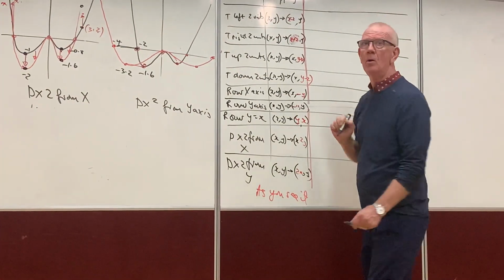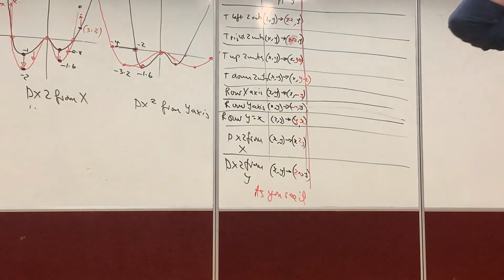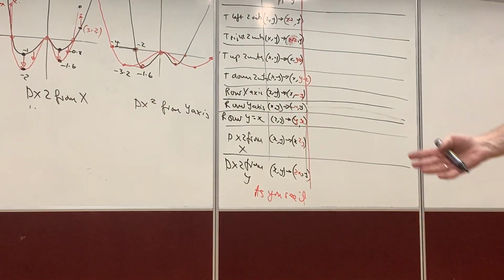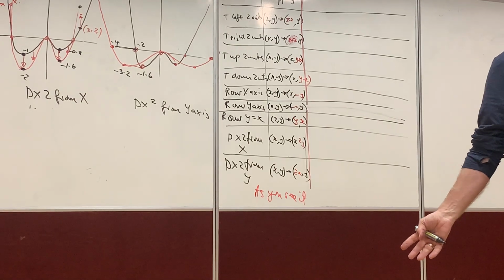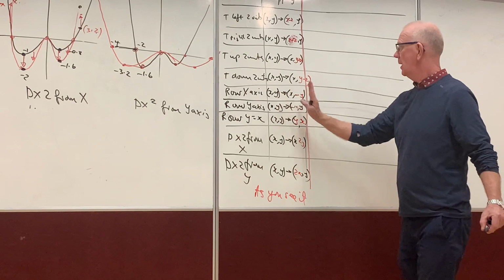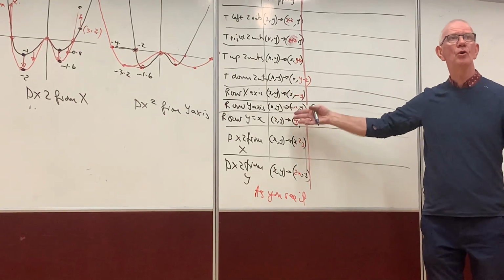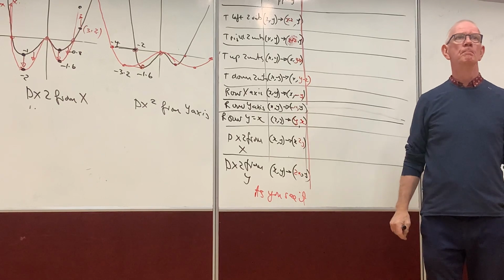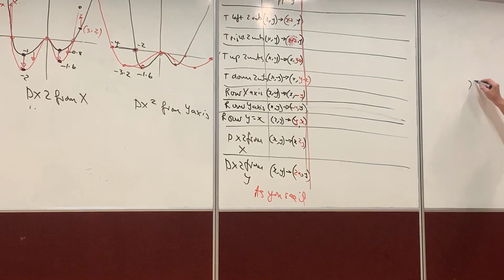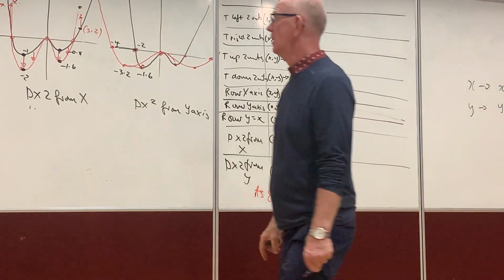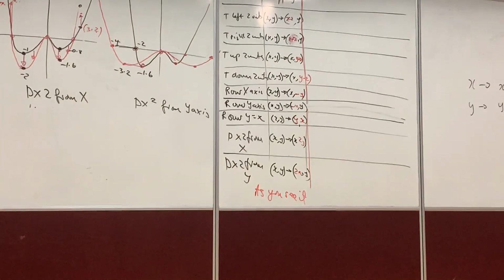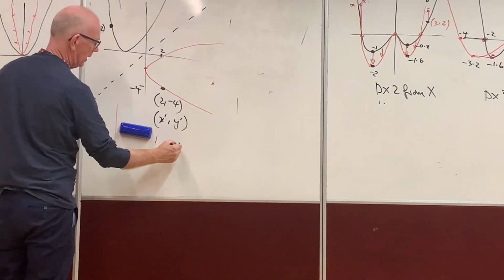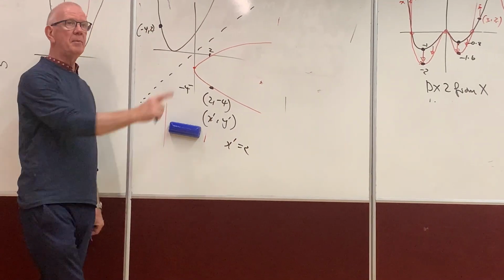Why would you use mapping notation? It's one of the notations that can be used to describe a transformation. So this is my original, and that is my new image. We would expect that x maps to x dash, the new image of x, and y maps to y dash, the new image of y, the new location. So if this was my original, then this is really x dash, y dash, and then x dash equals 2, the image of x.